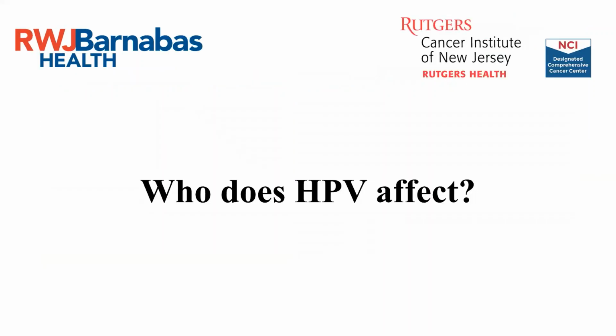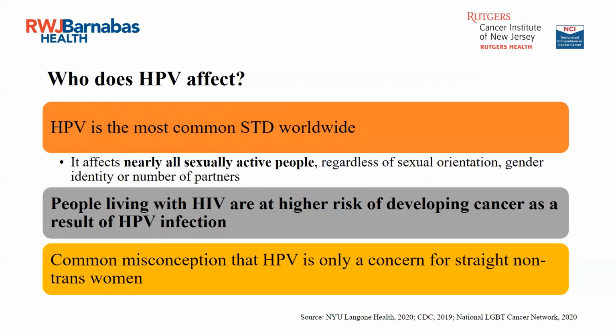So who exactly does HPV affect? HPV is actually the most common STD worldwide. It affects nearly all sexually active people, regardless of how they may identify in terms of their gender identity, sexual orientation, and number of partners. I say this because not only is HPV often associated with young girls and straight people, but also because people tend to have this idea that if they're in a long-term monogamous relationship, HPV is not an issue for them. But the fact of the matter is your partner may have had previous partners, and so you can still be exposed to HPV in that way.